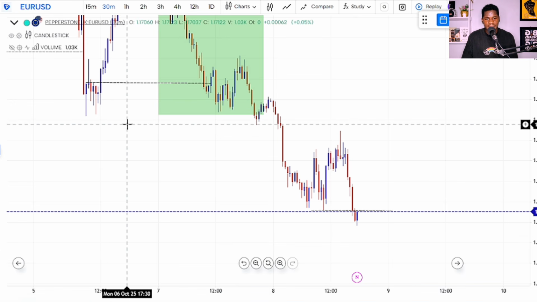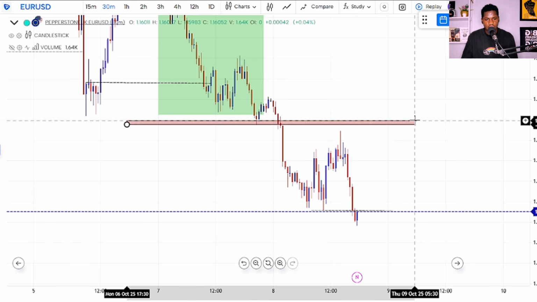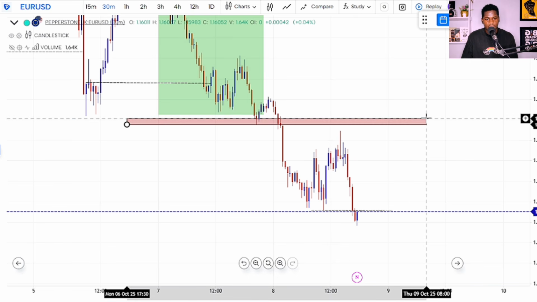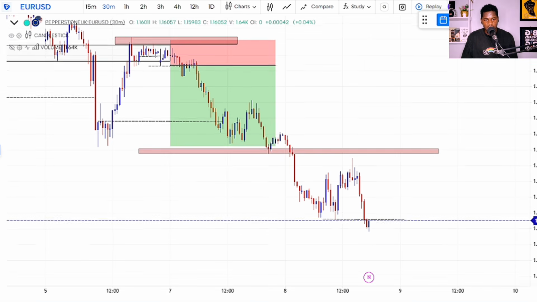It becomes our hidden level. This is the structure here. Because when price moves with this leg, let me draw this so you guys understand clearly.